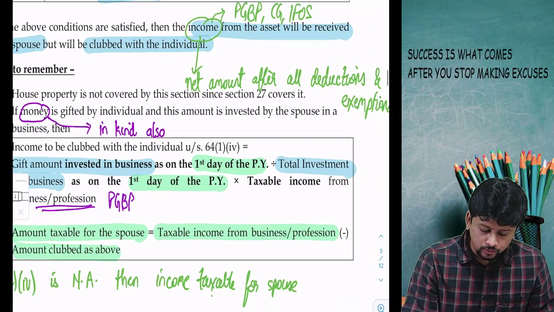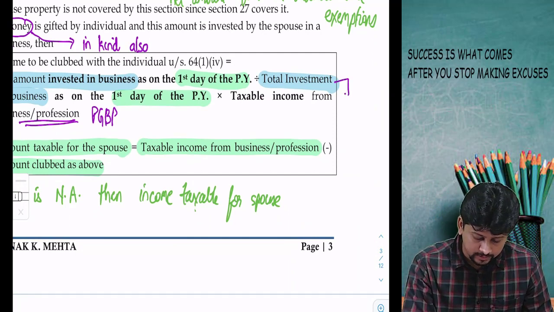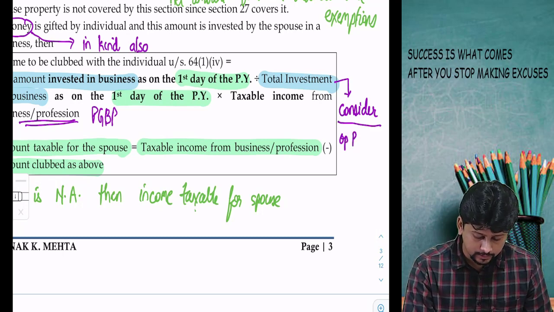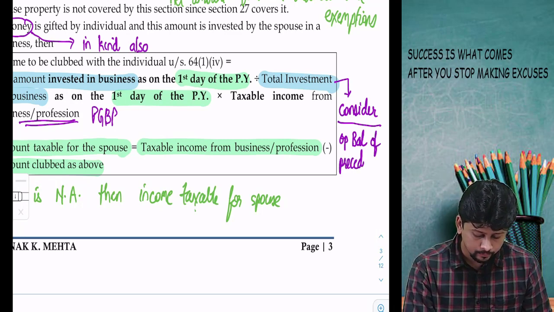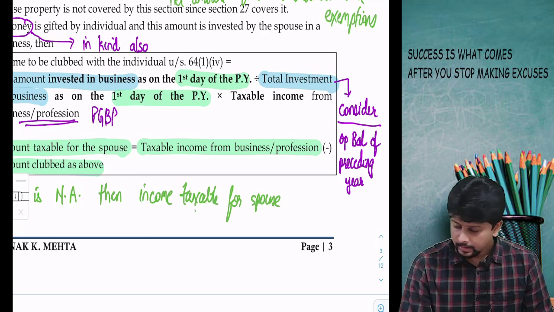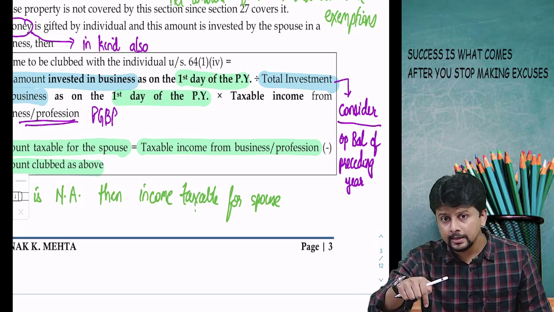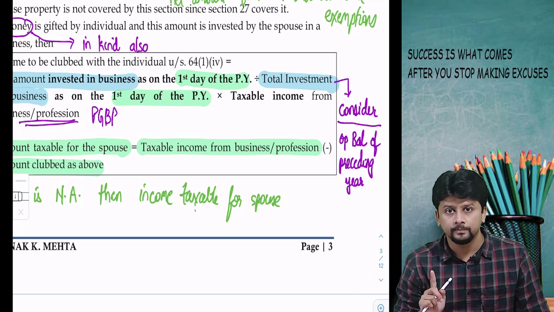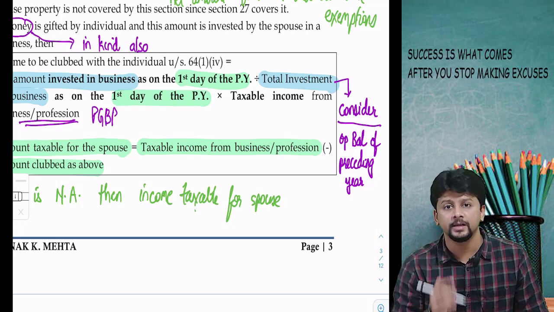For sum solving, just got to take care of one thing. When you say that there is total investment in the business as on the first day of the previous year, you have to consider the following things. Number one, you have to consider the opening balance of the preceding year. If I want to calculate the total investment as on 1/4/2020, I have to also take into account last year's capital account and see what is the movement in the capital. I will have to take into account the opening balance of the preceding year. This is also one thing that should be considered.